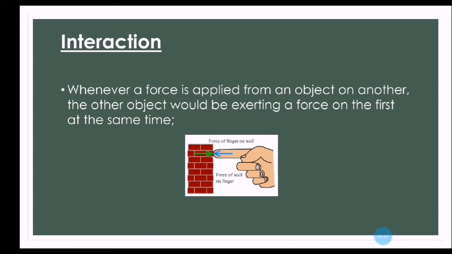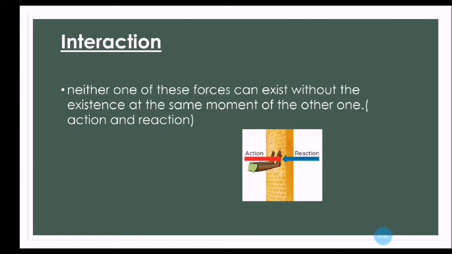Whenever a force is applied by an object on another, the other object exerts a force on the first at the same time. As you can see, I have a finger applying a force on the wall, and I have a force applied by the wall on the finger at the same time. So I always have two forces at the same time. Neither one of these forces can exist without the existence, at the same moment, of the other one. So I always have an action and a reaction.